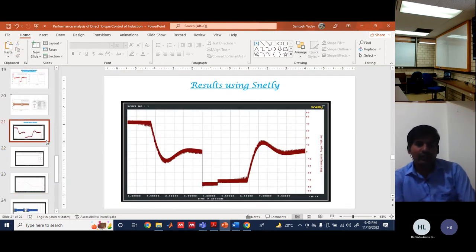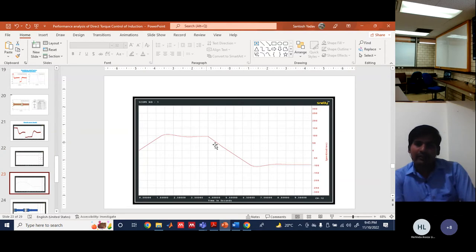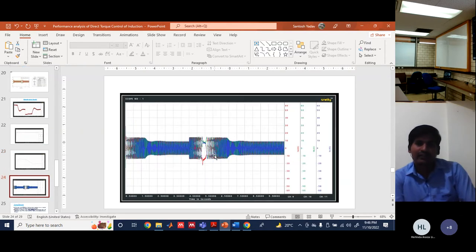These are the results for the DTC control method. This is the electromagnetic torque, and this is the estimation of the reference flux to the estimated flux. This red line is the flux reference, and we are estimating this. Of course, transferring data from MATLAB to Netly and Netly to MATLAB takes a little microsecond, so due to that, some data we are not able to produce here. And here is the speed response, and this is the stator current.